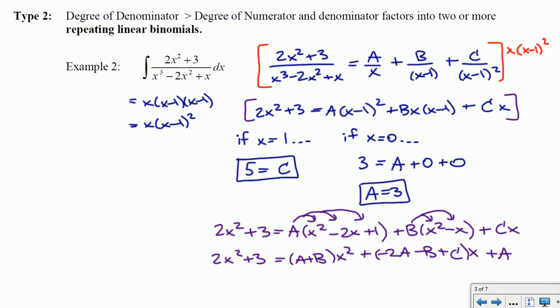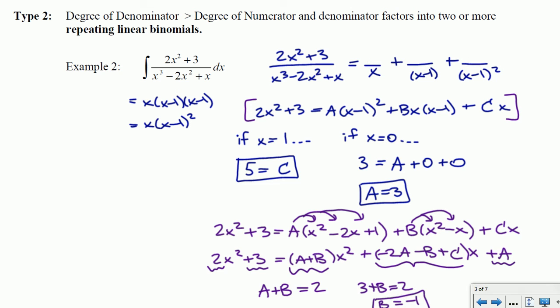So when we look at it like this, we can see a is equal to 3. All of these terms need to go to 0, and we need a plus b to equal 2. So if a plus b equals 2, and we've already established that a equals 3, 3 plus b needs to equal 2, and therefore b equals negative 1. And now we can see our original integral can be written in the following way. 3 over x plus negative 1 over x minus 1 plus 5 over x minus 1 squared.